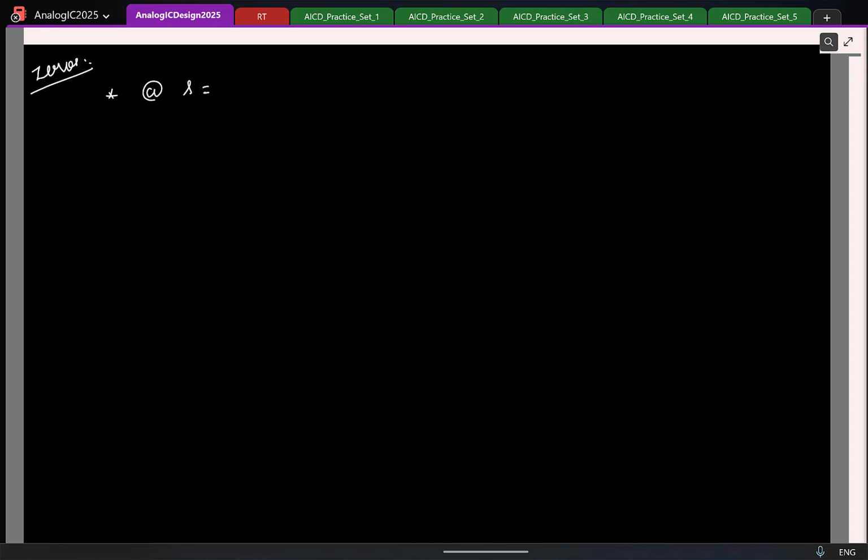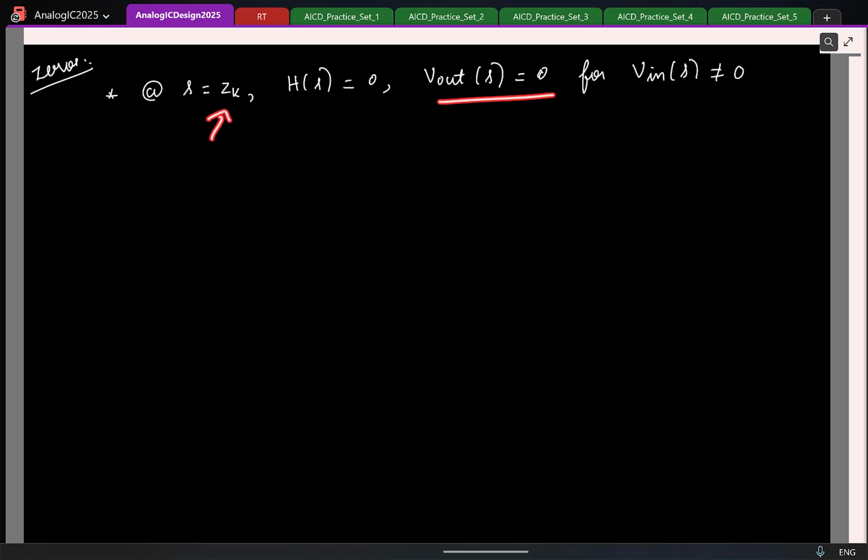At the zero frequency z_k, what can you say about the transfer function H(s)? It becomes 0. Which means I can say that my output in the Laplace domain is 0. Again, this is for a non-zero input, right? That's important. I find that for a non-zero input, the output is 0 at a complex frequency s, that is the zero frequency, right?